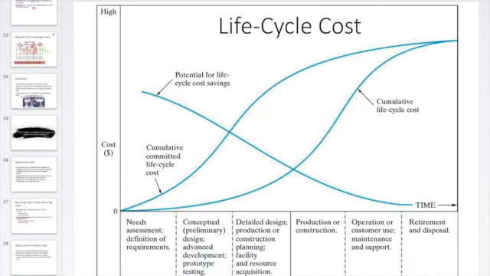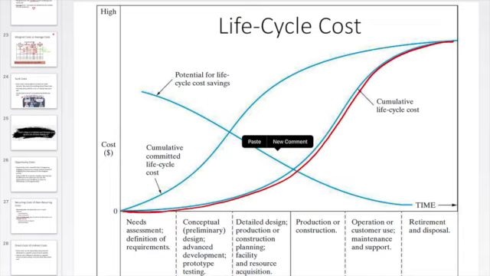Okay. And the very last thing we're going to talk about is the life cycle cost, the chart for a typical project. There are two lines you need to pay attention to. One line is this. That's called the cumulative life cycle cost. This is the cost you actually pay at every stage of your construction project, let's say.